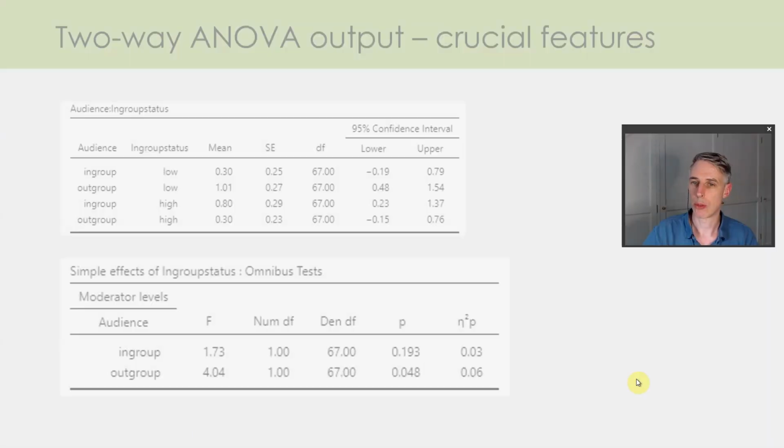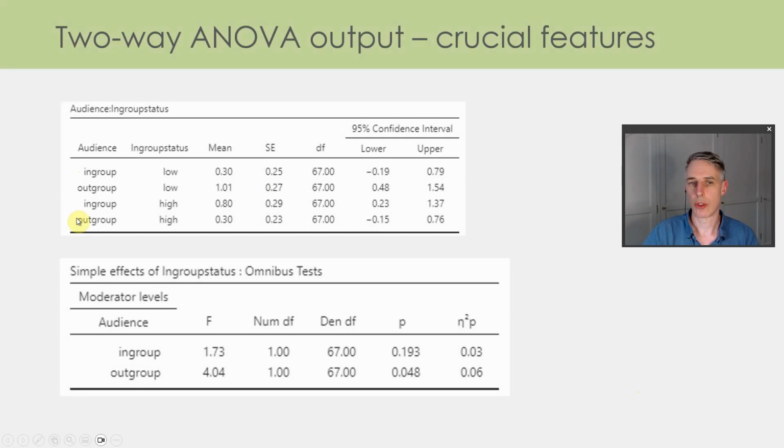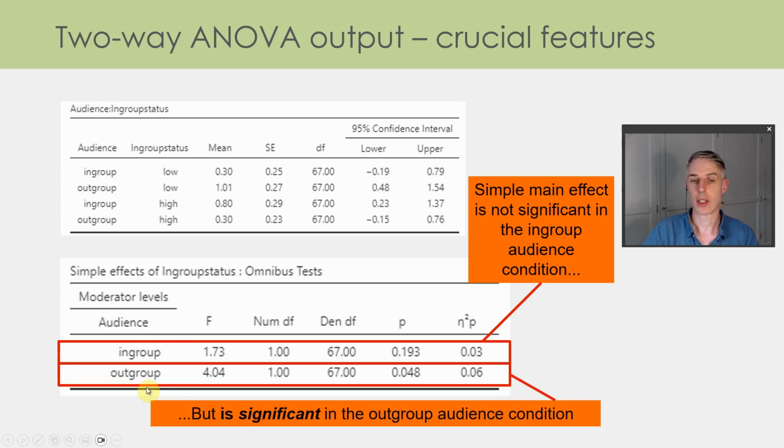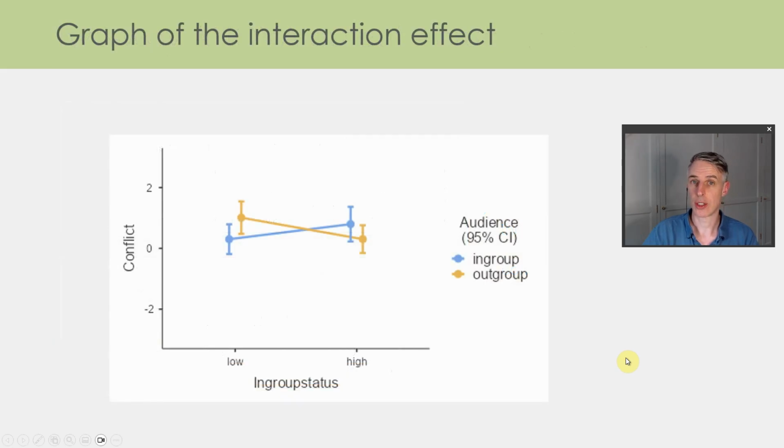So back to Jamovi to zoom in on that. Here we've got the means, broken down by in-group status and audience. So here are the two high status conditions for in-group and out-group audience, the low status conditions for the in-group and out-group audience, and the means in each of those. And here are the results of those simple main effects analyses. Again, as I said just a sec ago, the simple main effect of status is not significant in the in-group audience condition, but it is significant in the out-group audience condition. And that's a little bit more consistent in precise terms with the prediction, the hypothesis that we had.